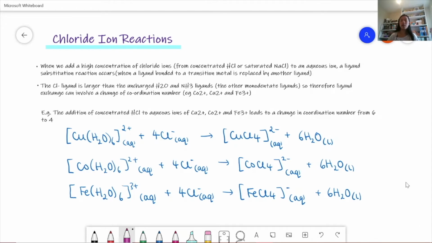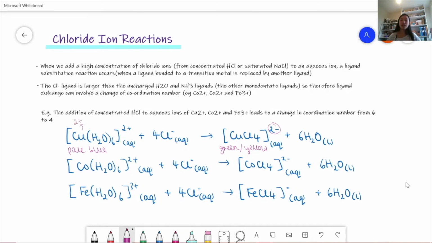The first one is copper with 6 waters and a 2+ charge. So this is the first complex that we have. And then we add 4 chloride ligands to it, and CuCl4 2- forms. And the difference we'll see is that the first complex will be a pale blue colour, whilst the CuCl4 2- will be a green yellow. And we'll be seeing all these results a bit later on, but this is just to get the hang of writing out the equations.